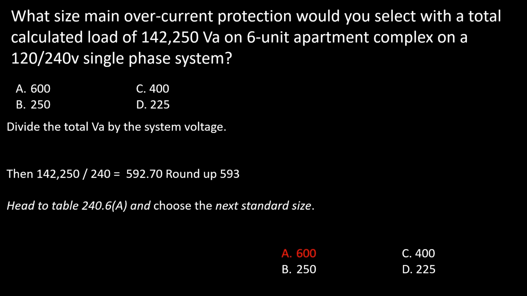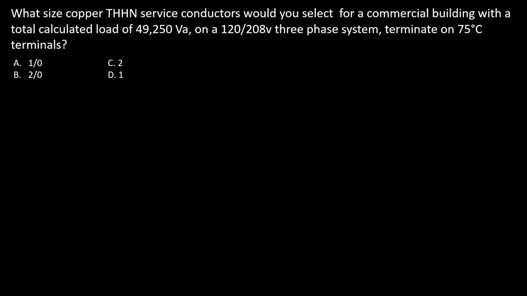So you can see the significant difference when we go from three-phase to single phase in sizing our services, our wire, and everything else that comes along with it. Let's get to it. What size copper THHN service conductors would you select for a commercial building with a total calculated load of 49,250 VA on a 120/208 volt three-phase system terminating to 75 degrees C terminals?